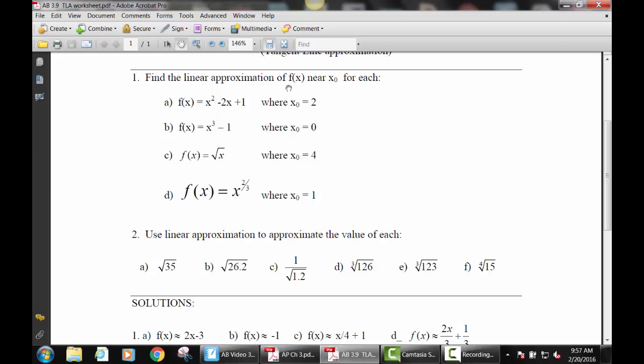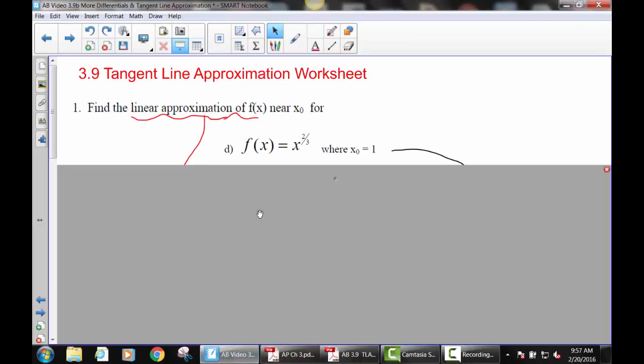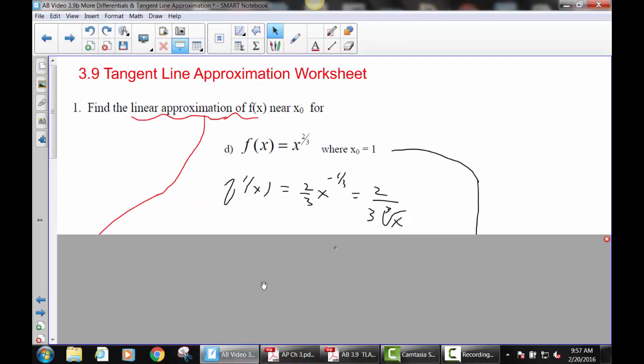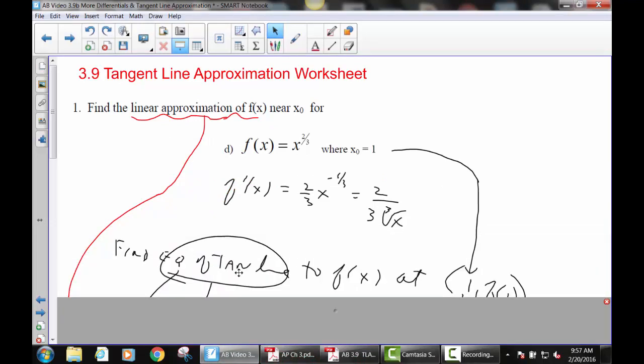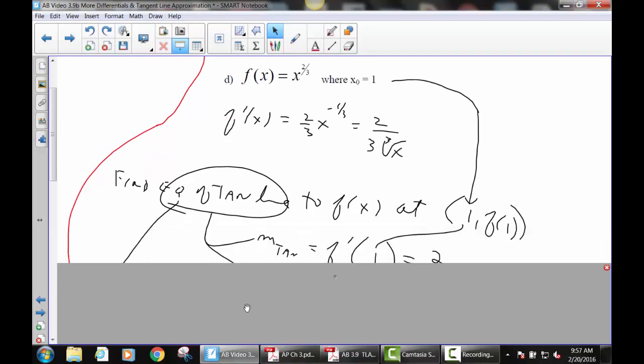It says find a linear approximation of this function near this pretty number. They're basically asking you to find the equation of the tangent line to this function at that point where x equals 0 or 2 or 0 or 4 or 1. So it's not very complicated. So here we find the first derivative, and basically, as I said, we're finding the equation of the tangent line.